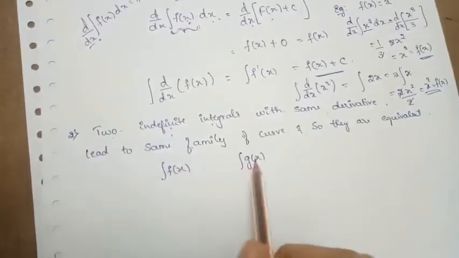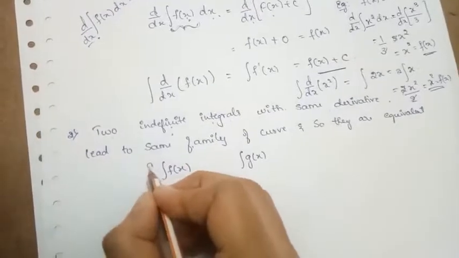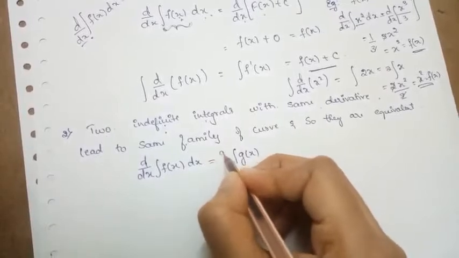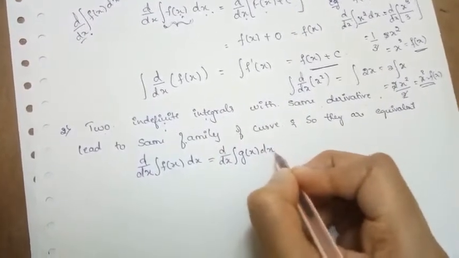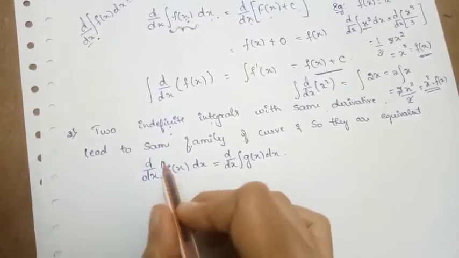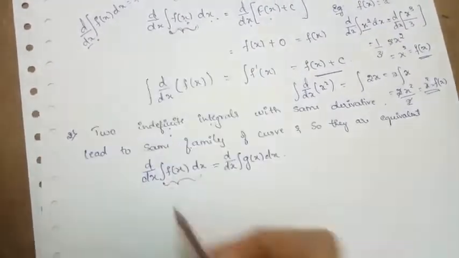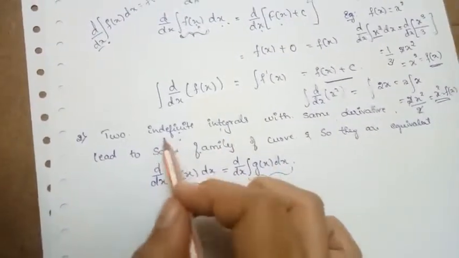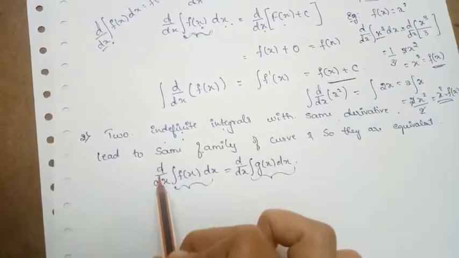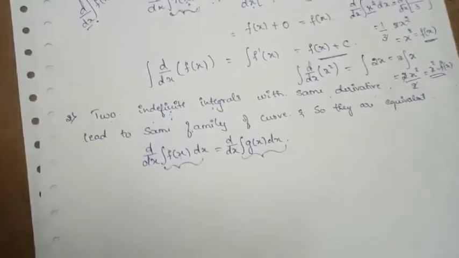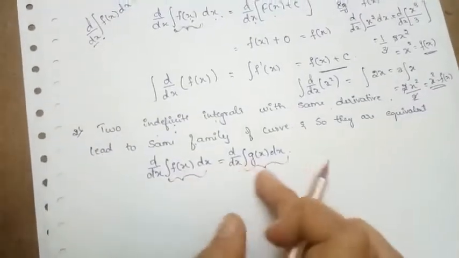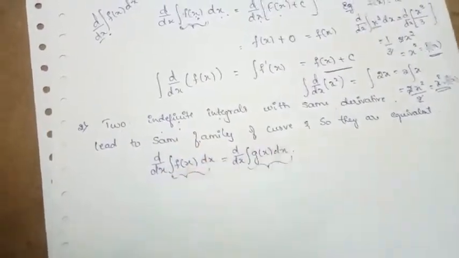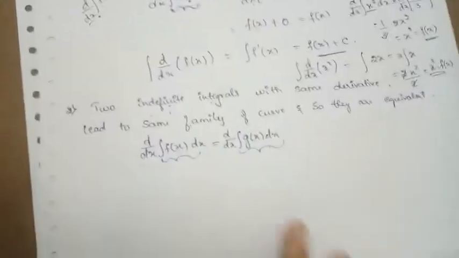So the derivatives of these two indefinite integrals are the same. What is the derivative? That is d by dx. The derivative of this one is equal to the derivative of this one. So the indefinite integrals, integration of f of x dx and integration of g of x dx, are two different indefinite integrals with the same derivative. Suppose we have two indefinite integrals with the same derivatives, they are saying these two belong to the same family of curves, and so they are equivalent.